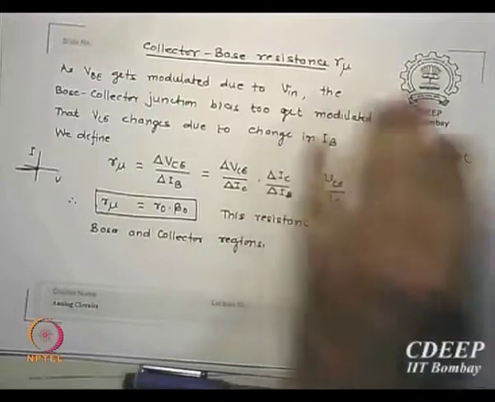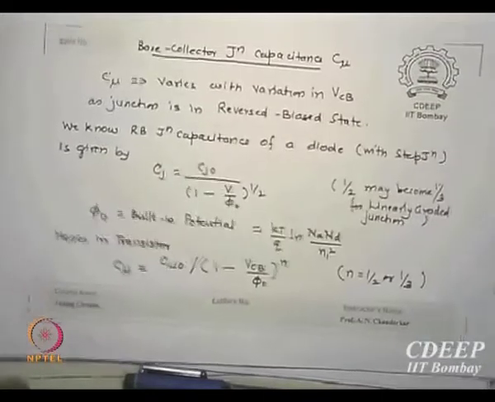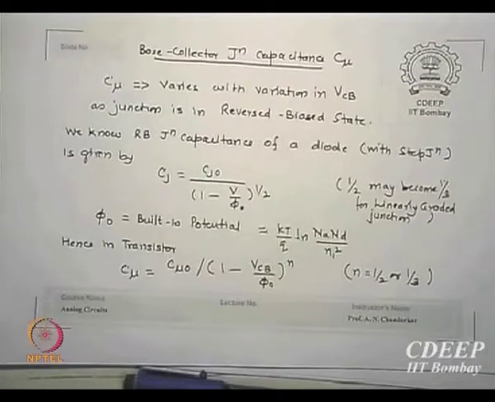Where does it exist? Between the collector terminal and the base terminal. The base collector junction, reverse biased, will give you a high resistance, which is called R mu. Just now I said it's a diode, a reverse bias diode.